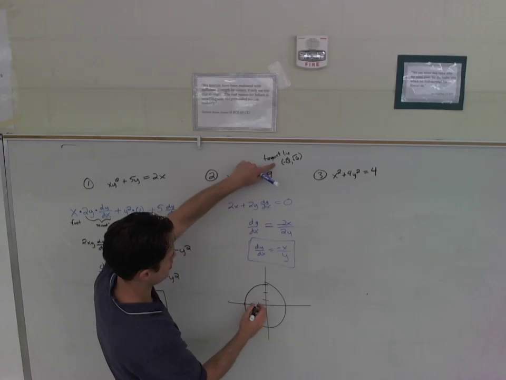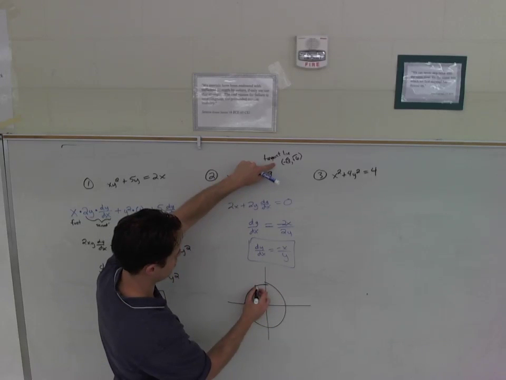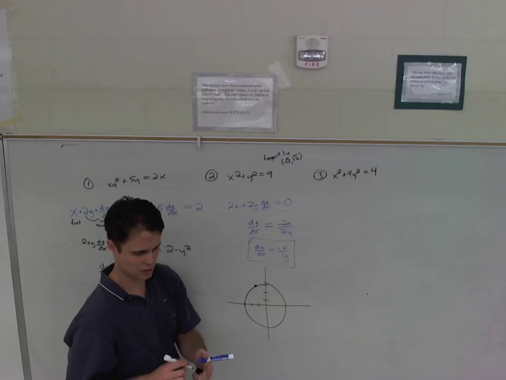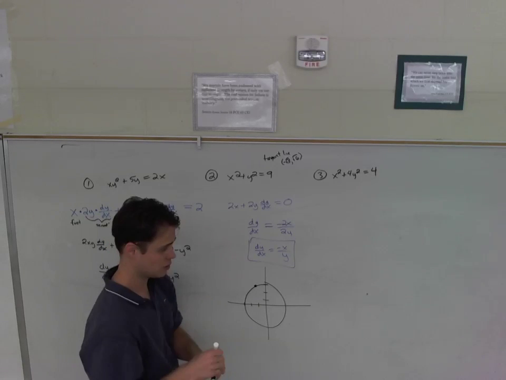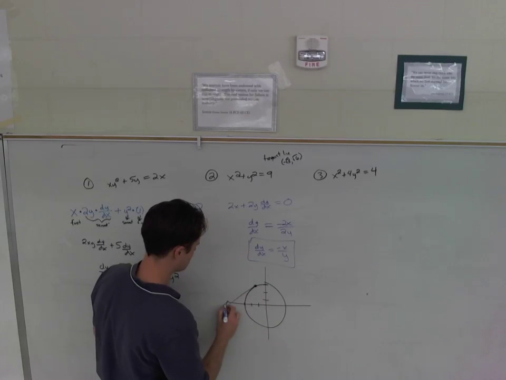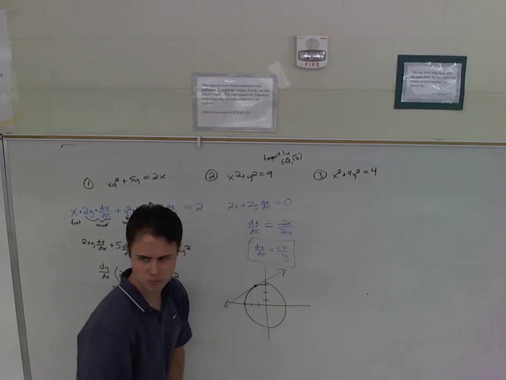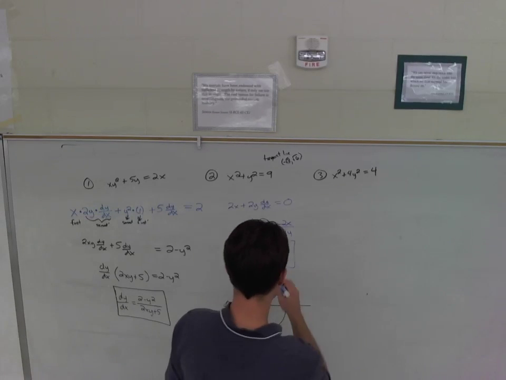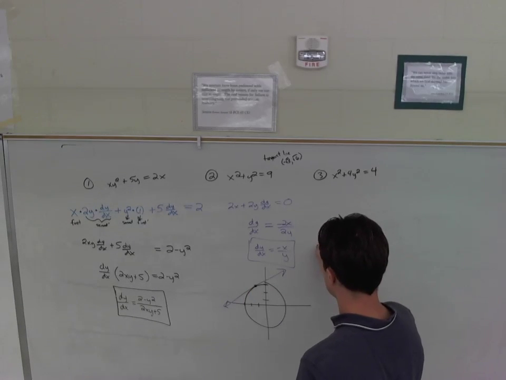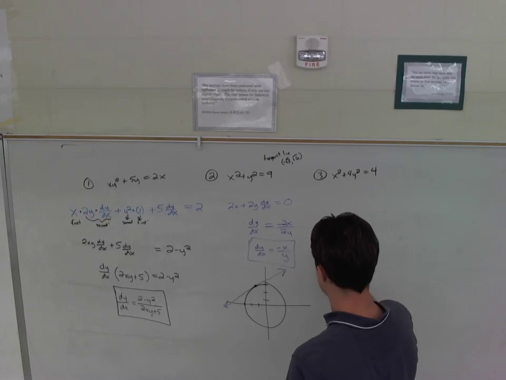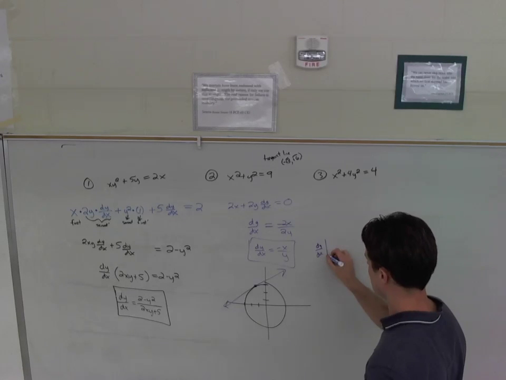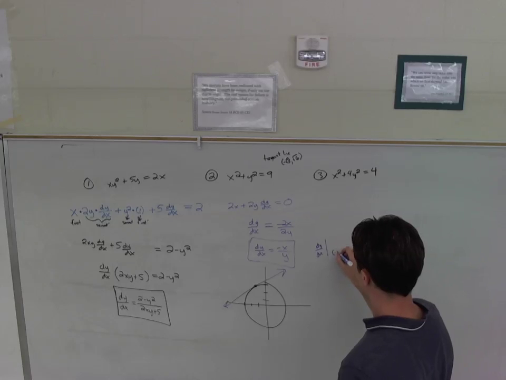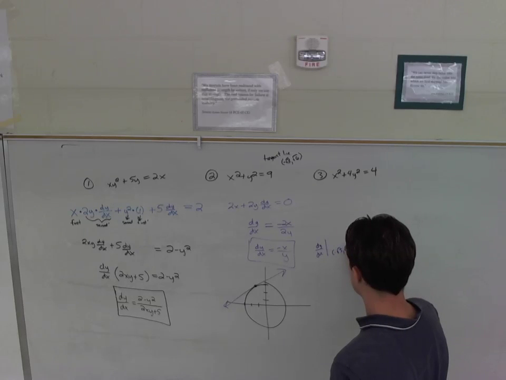That point is like over here on the circle, isn't it? Somewhere right there. So I'm looking for this tangent line. Looks like it's going to have a positive slope, doesn't it? So if we do that, let's use our nice notation. dy/dx evaluated at negative root 3, root 6.